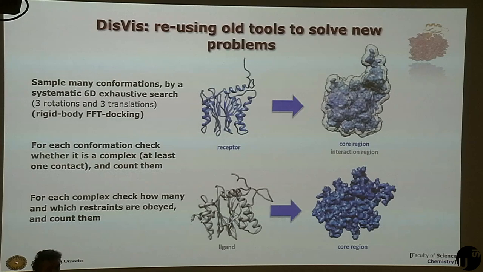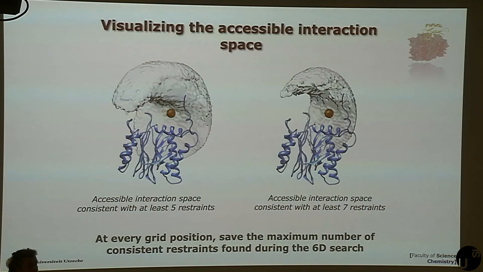So for each solution that we generate, we count: does it satisfy the distance restraints, yes or no? And this is done directly during the FFT search. And then you can visualize the accessible space around your receptor, which is consistent with a number of restraints. So this is an example where you have the receptor. You see an orange point. This is the center of mass of the second molecule in the crystal structure of the complex. So that's where the true solution is.